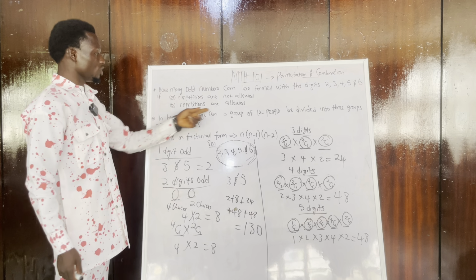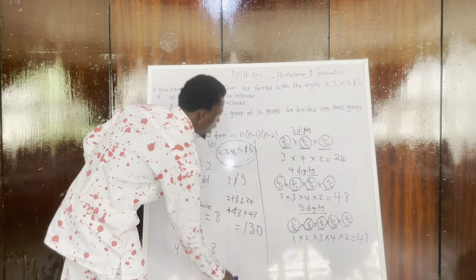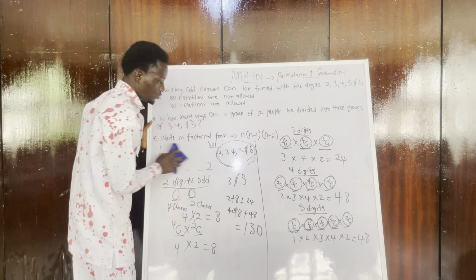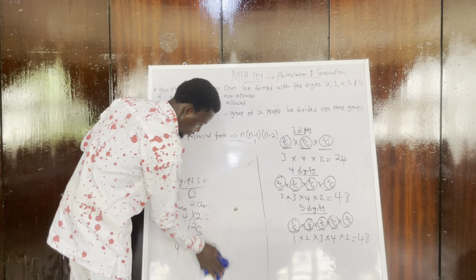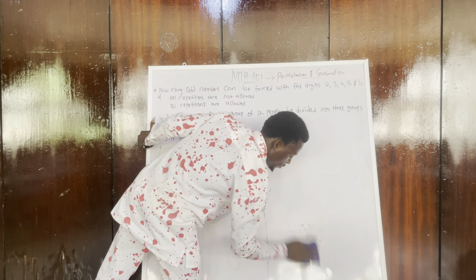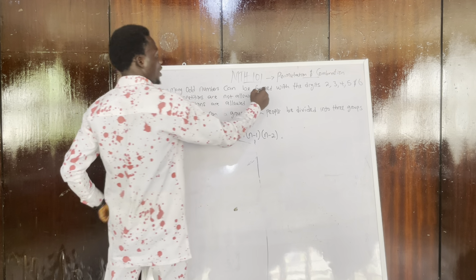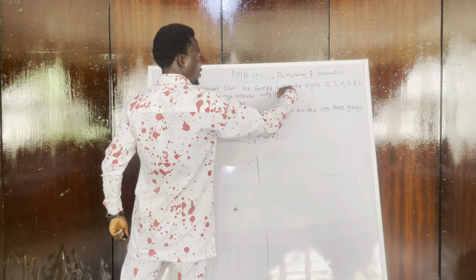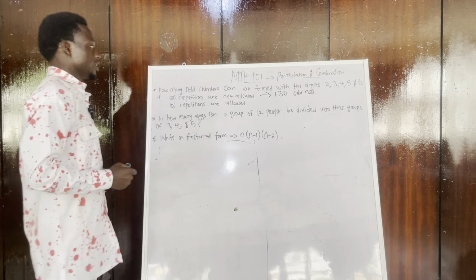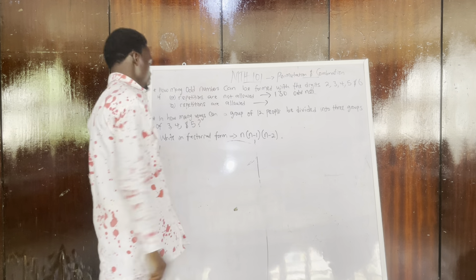So now let's move to condition B. What if repetitions are allowed? Don't forget, for repetitions are not allowed, we have what? 130 odd numbers. Now, for repetitions are allowed.